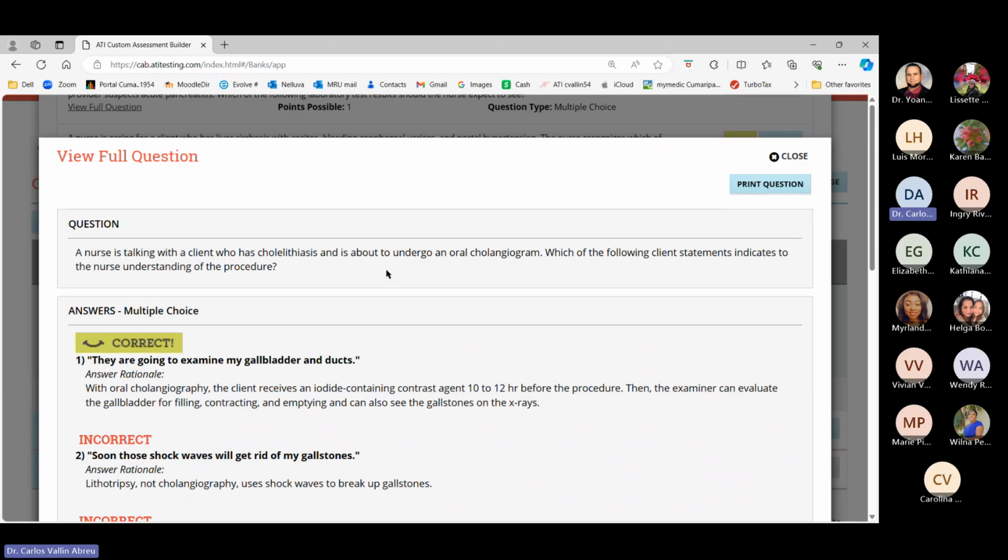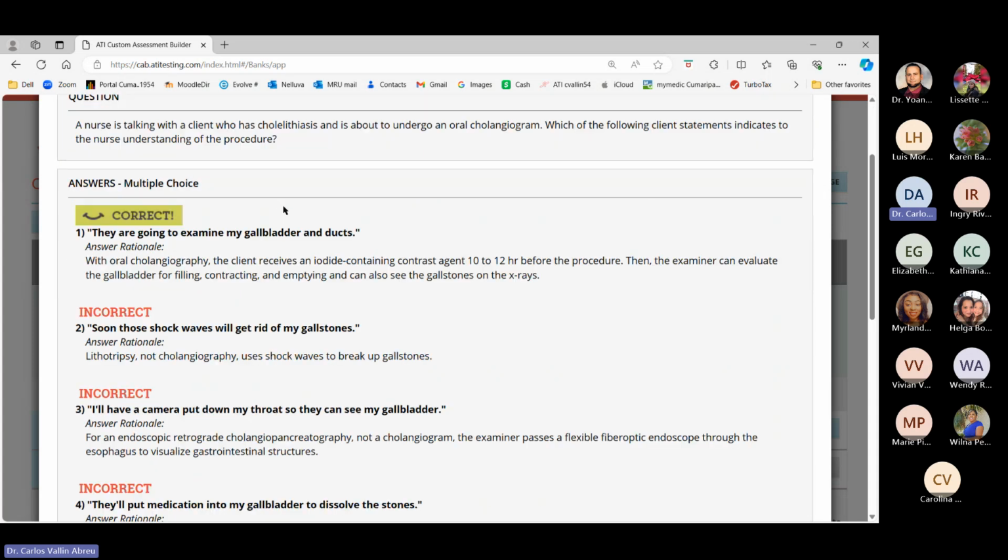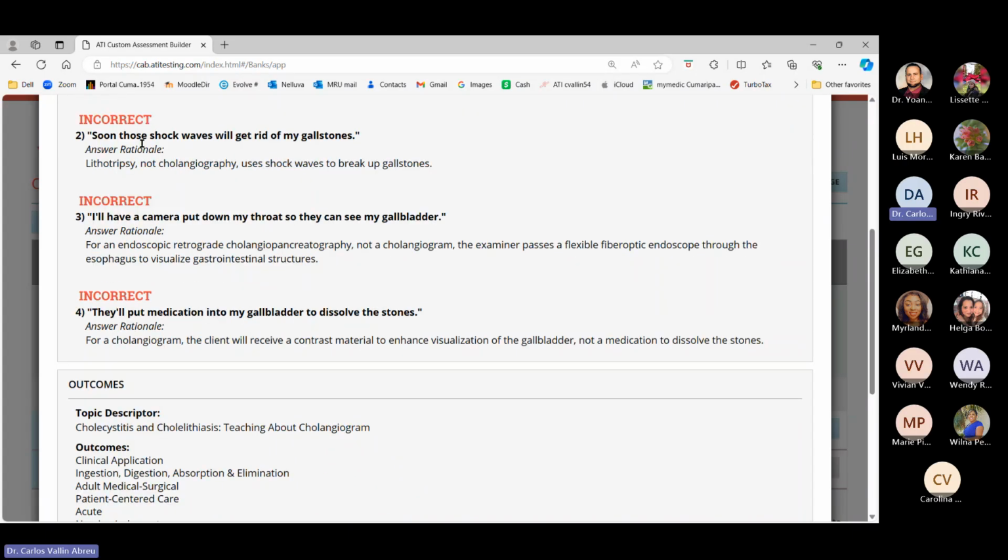Which of the following client statements indicates that the nurse should understand the procedure? They are going to examine my gallbladder and duct. Yes, it is correct. Soon those shock waves will get rid of my gallstones. No, that is lithotripsy. The shock waves to eliminate gallstones is lithotripsy. Lithotripsy is still used for nephrolithiasis, for kidney stones. But in the past, they used lithotripsy for gallstones. Now it doesn't make sense. It complicated the situation more. So now they do the cholecystectomy.